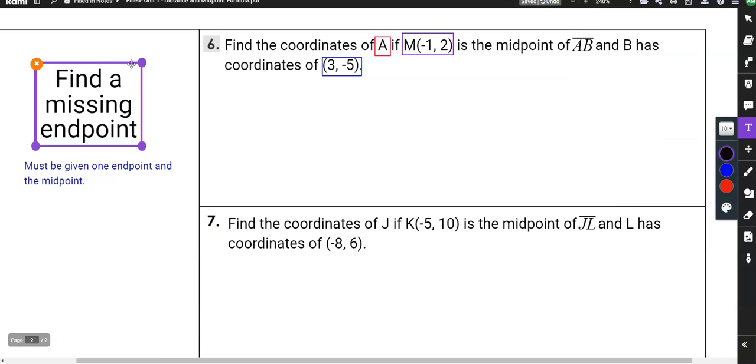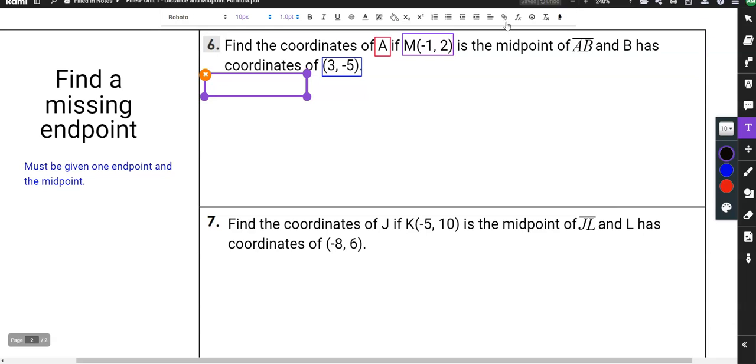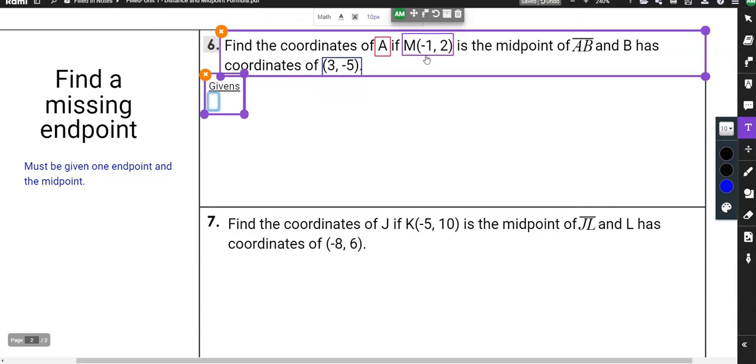So again, we're going to list our givens. What do we already know? And the answer is that we know that the x of the midpoint, I'm just going to call it x of m, is going to be negative 1. And we know that the y of the midpoint, so y sub m, is going to be 2.